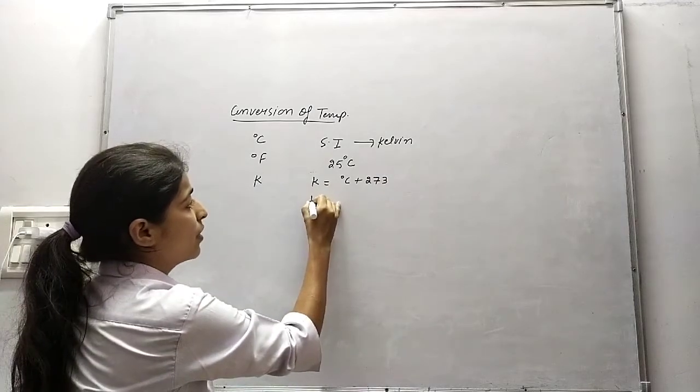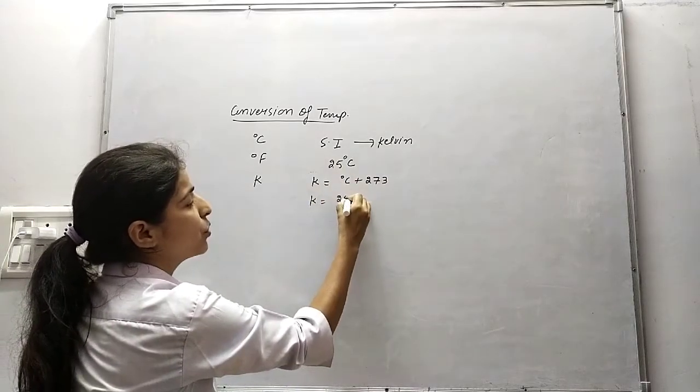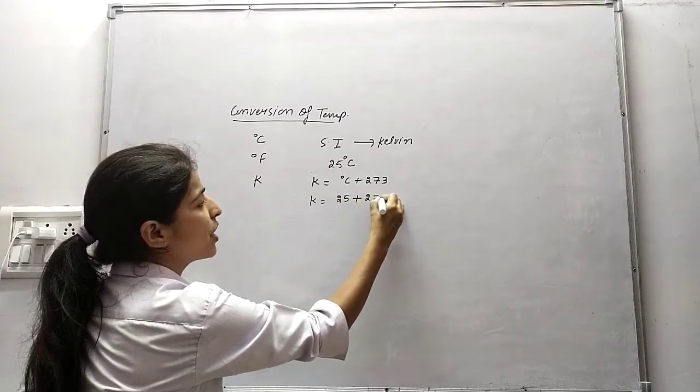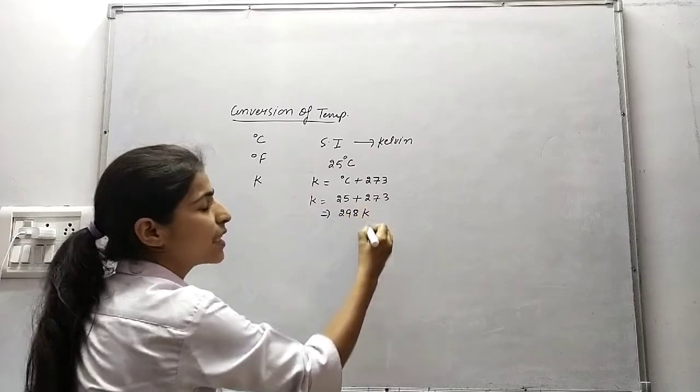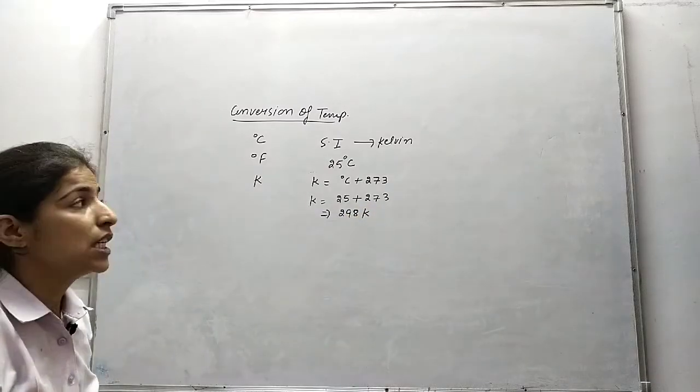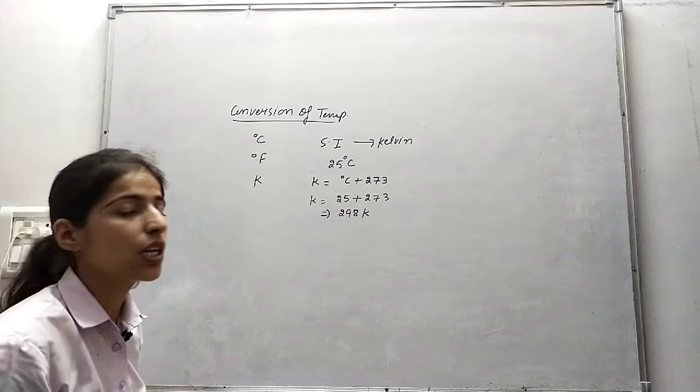Now Kelvin, how many degrees Celsius are given to you? 25 plus 273, it will become 298 Kelvin. By this method, we can convert 25 degrees Celsius into Kelvin.